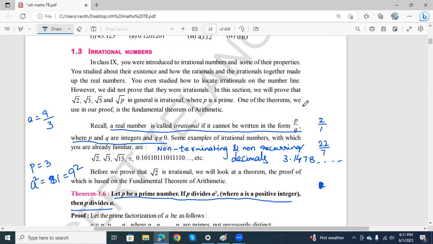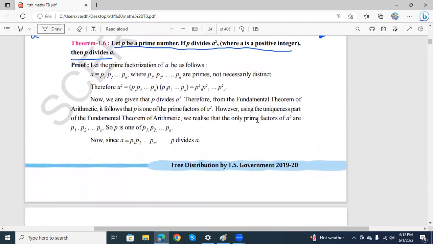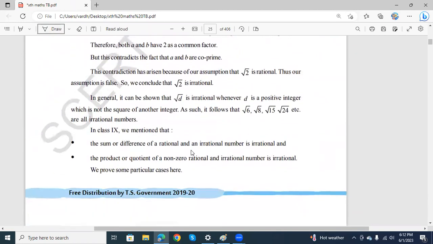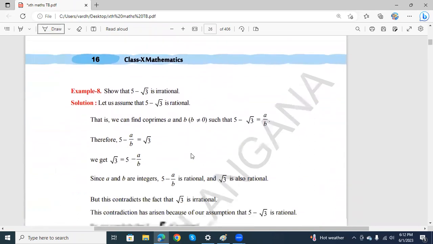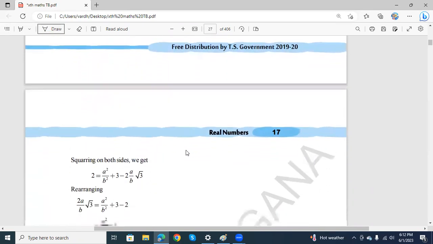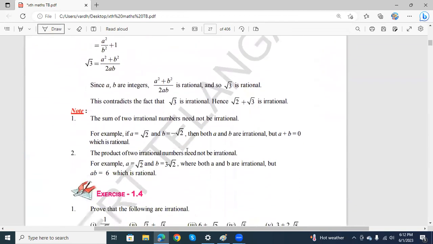Next one. One more thing. You will understand these example questions when I explain the exercise questions. You need to refer to these examples also, which are important. Next, remember these things.